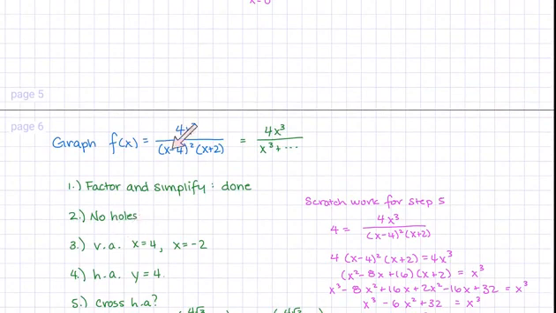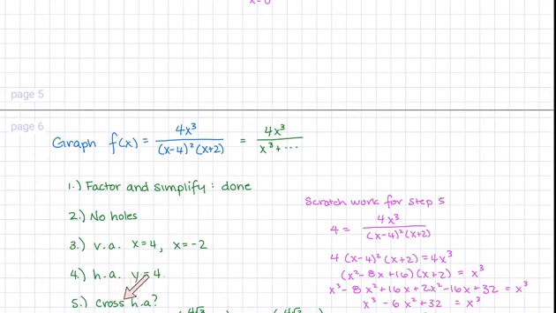Vertical asymptotes are where the denominator equals 0. So x equals 4, x equals -2 are our vertical asymptotes. If we look at the degree of the top compared to the bottom, it's the same degree on the top and the bottom. So we look at leading coefficient over leading coefficient, horizontal asymptote at y equals 4.